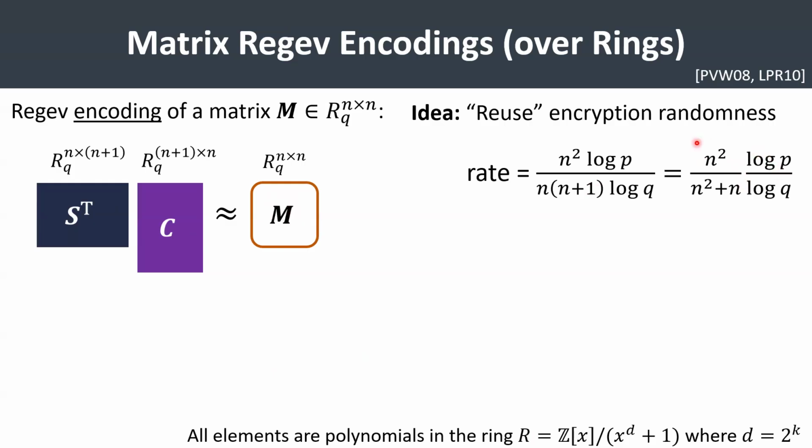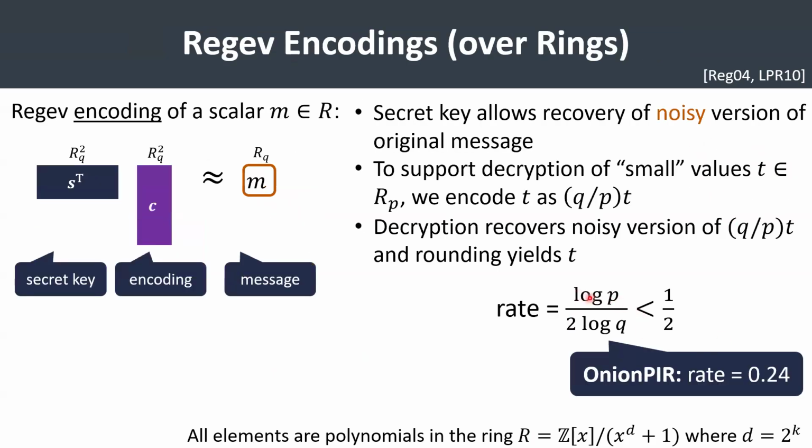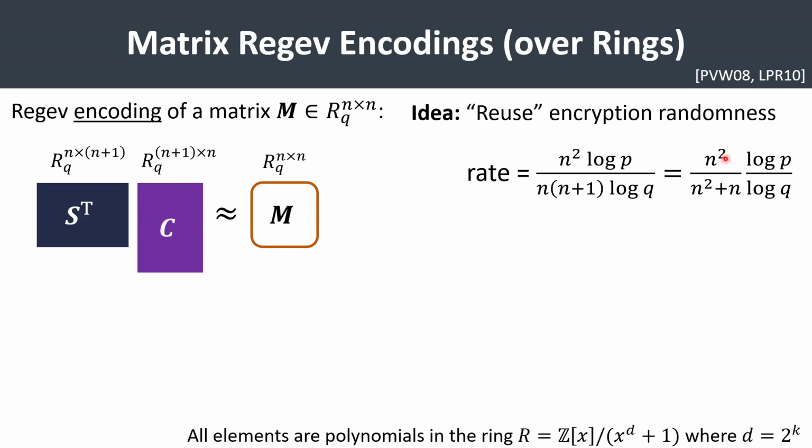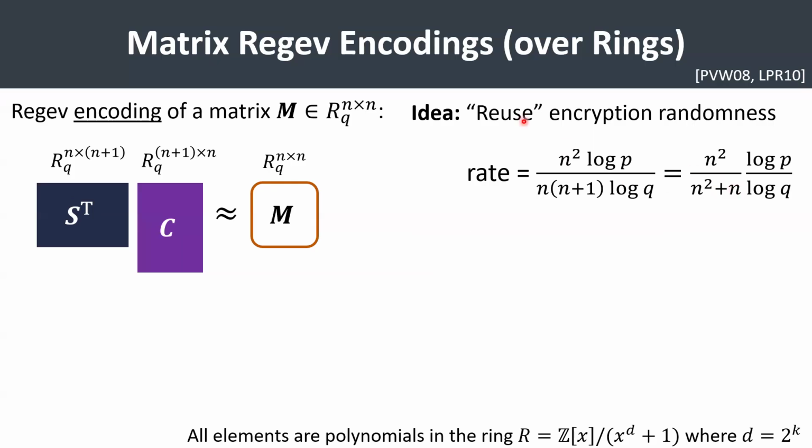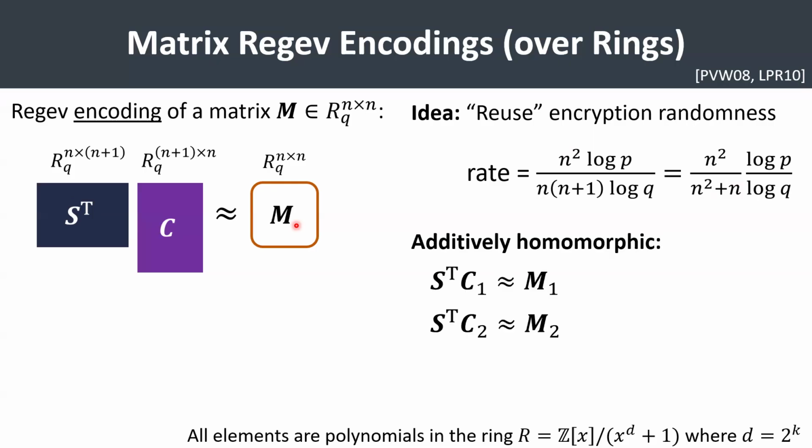So essentially, instead of having the rate be 1 over 2 times log p over log q, now it becomes n squared over n squared plus n. I'm encrypting n squared things, but my ciphertext only needs n squared plus n number of things. So the extra factor of n here is just the randomness that's used to encrypt. In particular, if you encrypt matrices at a time, you can pack more information into a single ciphertext with less overhead. So this will be useful.